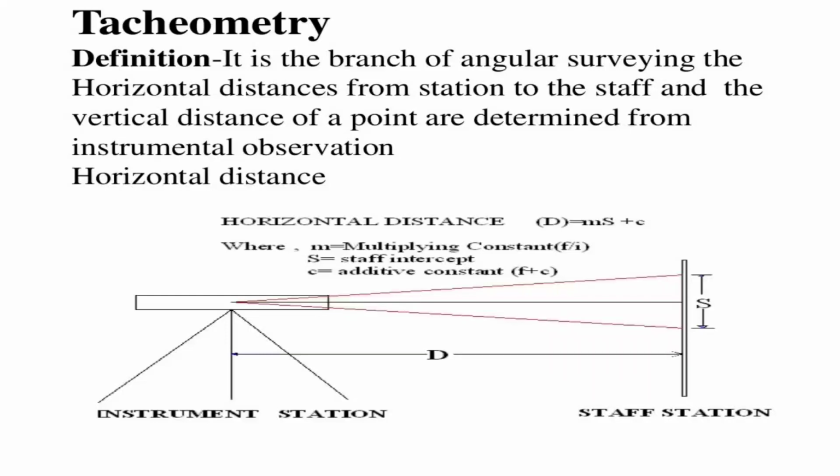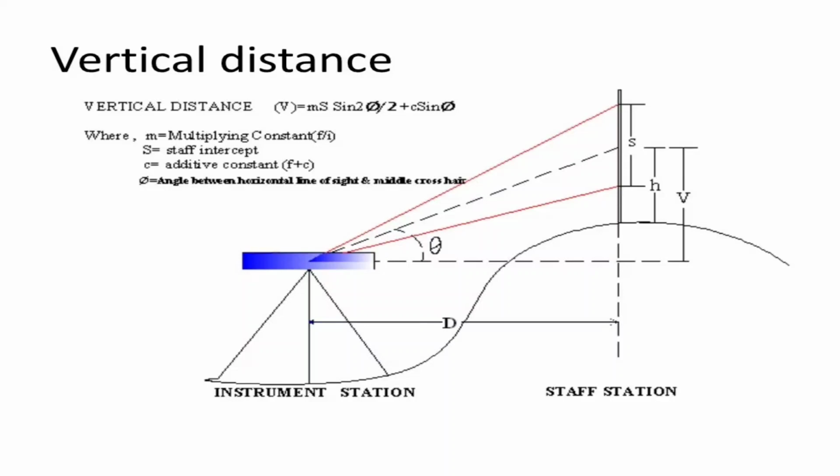Horizontal distance means the instrument is set at A station, then bisect the B point, then focus the point. The formula is D = Ks + C. Then vertical distance: the instrument is fixed at A station, then sight to the B object, then this is vertical, that means height of the object. So V = (Ks sin 2θ)/2 + C sin θ.